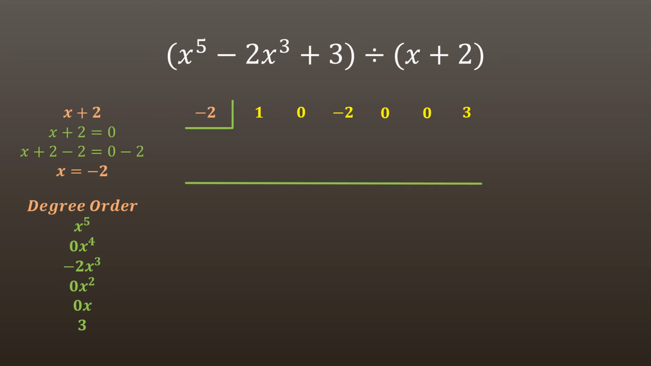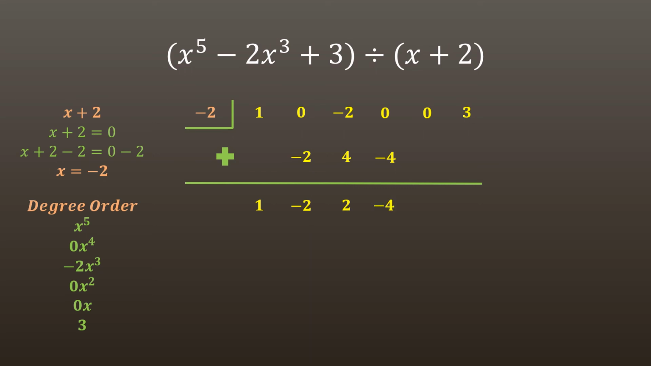Now, you write a mark so that you'll know that you'll add this up. First, you bring down 1. Then you multiply 1 by negative 2. The product is negative 2. You write that there. 0 plus negative 2, that's negative 2. Multiply negative 2 by negative 2. The product is 4. Negative 2 plus 4, the answer is 2. 2 times negative 2, the answer is negative 4.